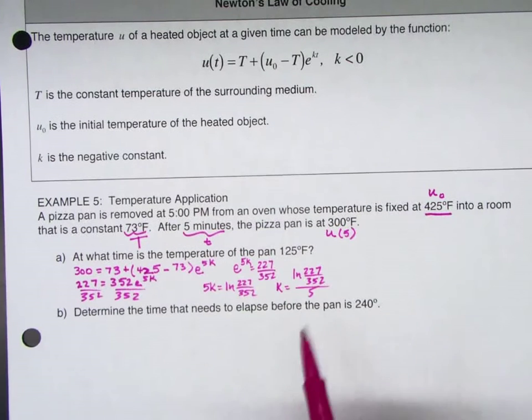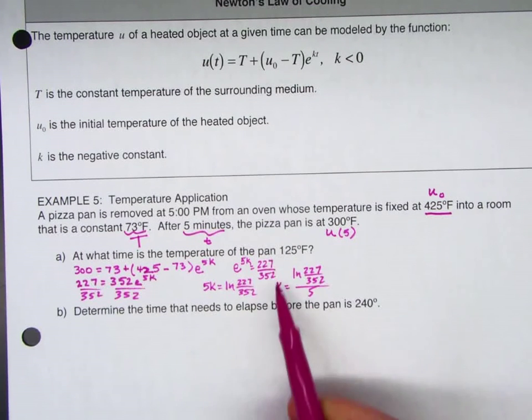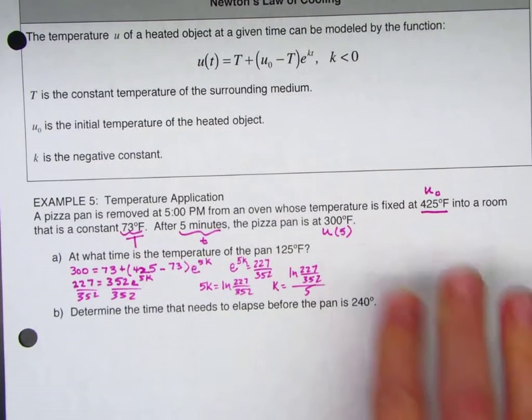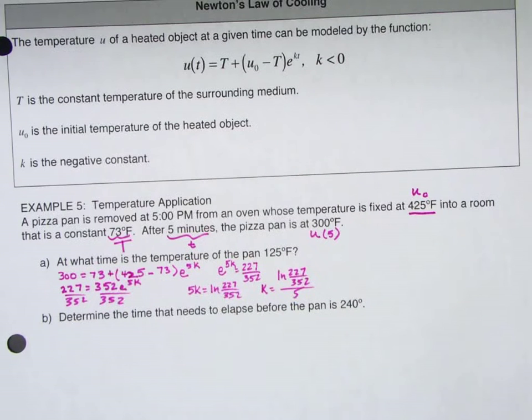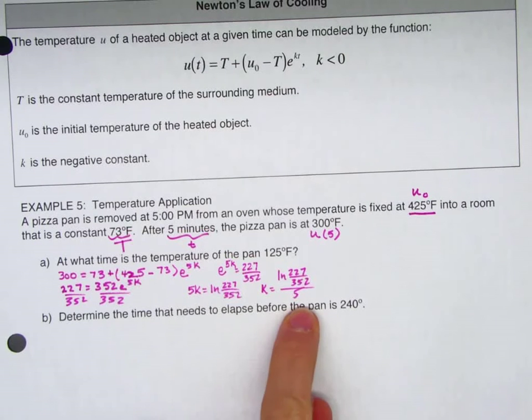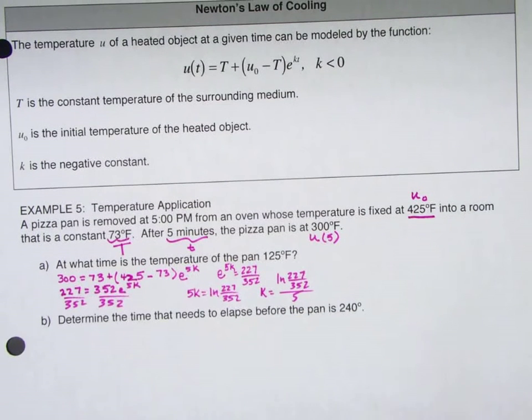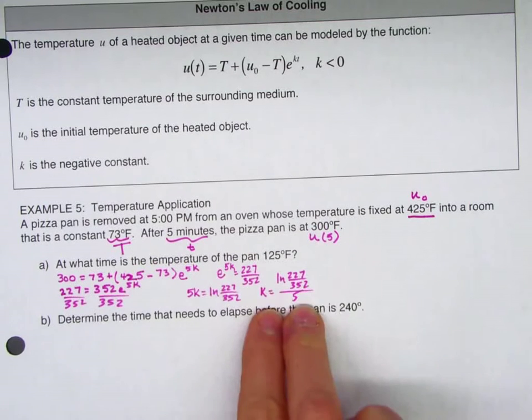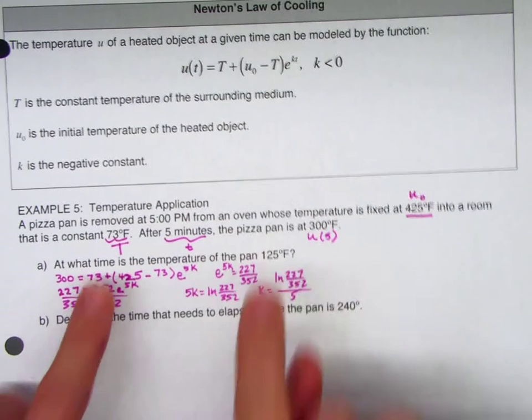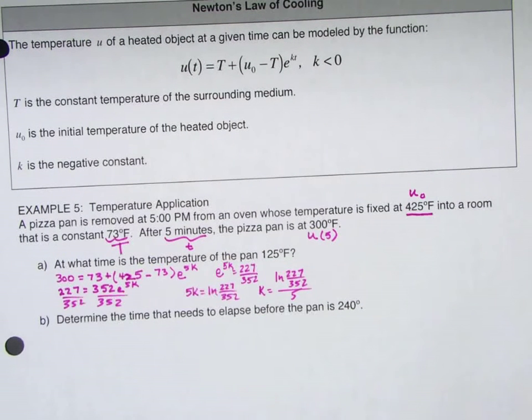Now again, whenever I find k, especially like this one, you can see how it's kind of a big number. And for the rest of the problem, I'm going to be writing k, and then I'm going to do the substitution at the end, so that way I'm not constantly writing natural log of 227 over 352 divided by 5. All right, so that'll save a little bit of time.